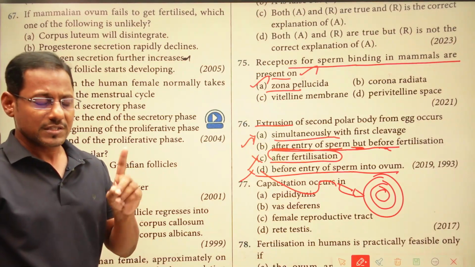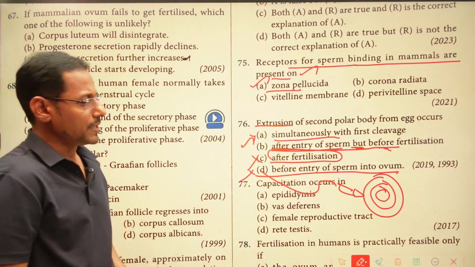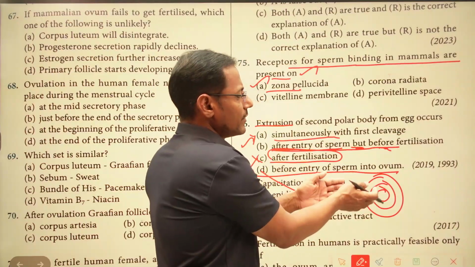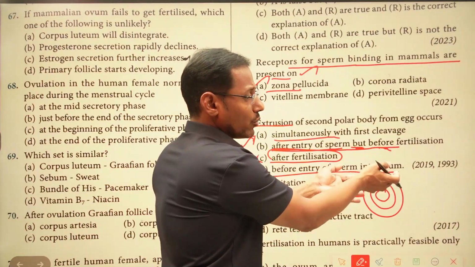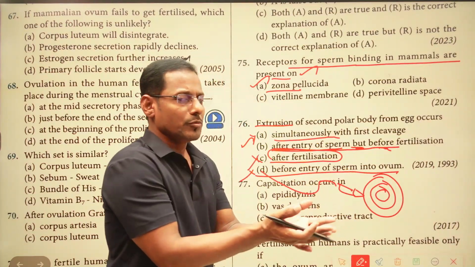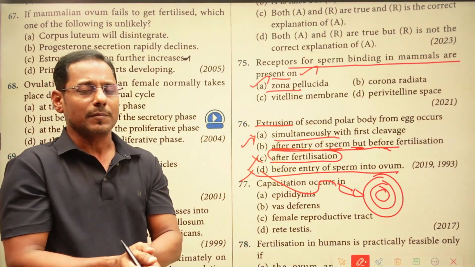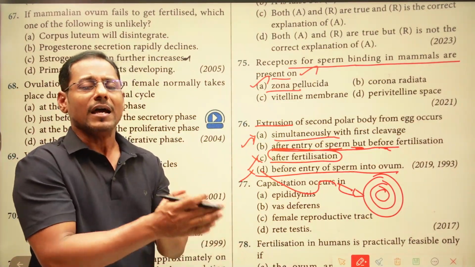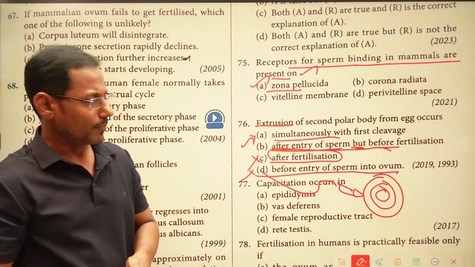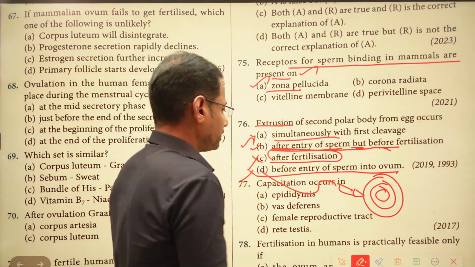The second meiotic division takes place when the sperm touches the zona pellucida. Then the secondary oocyte which is inside is going to be initiated, and meiosis 2 takes place. As a result, the second polar body as well as the ootid is going to be formed. So, now the answer is this one, right.